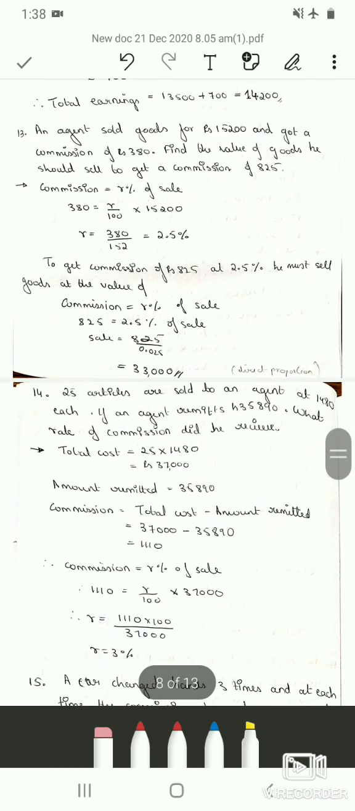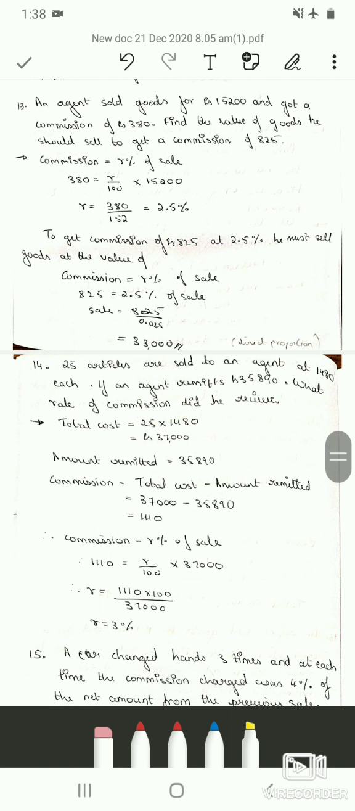So the next question is, an agent sold goods for rupees 15,200 and got a commission of rupees 380. Find the value of goods he should sell to get a commission of rupees 825. So let's go step by step. They have given commission as rupees 380, and then they have said the agent sold goods for 15,200.